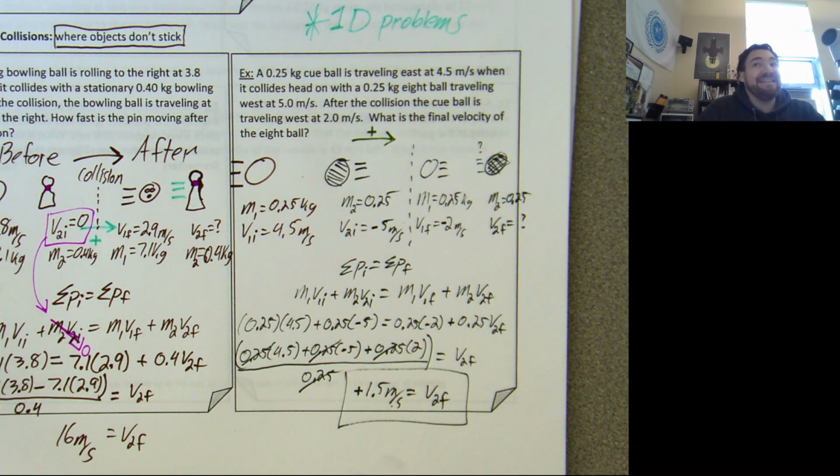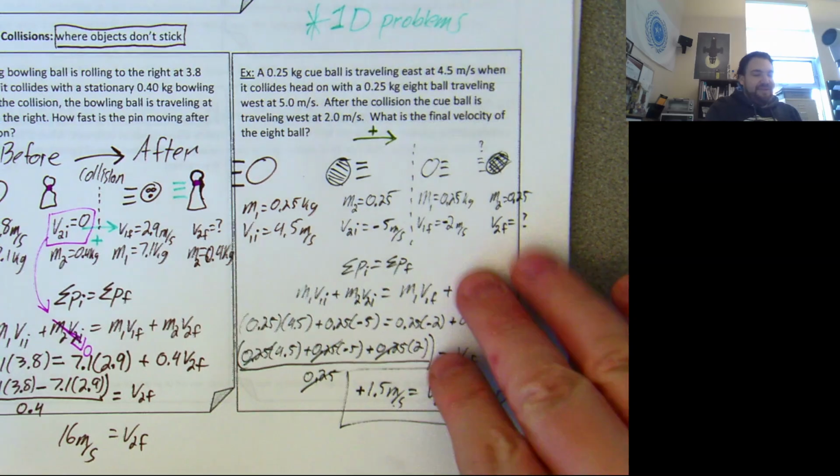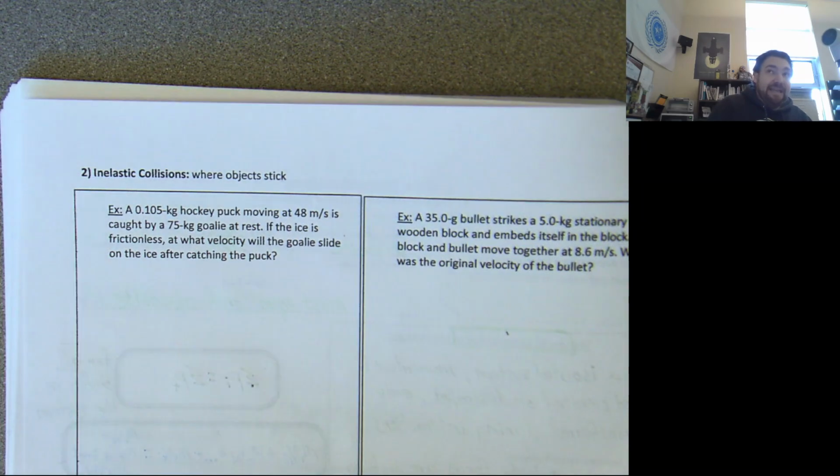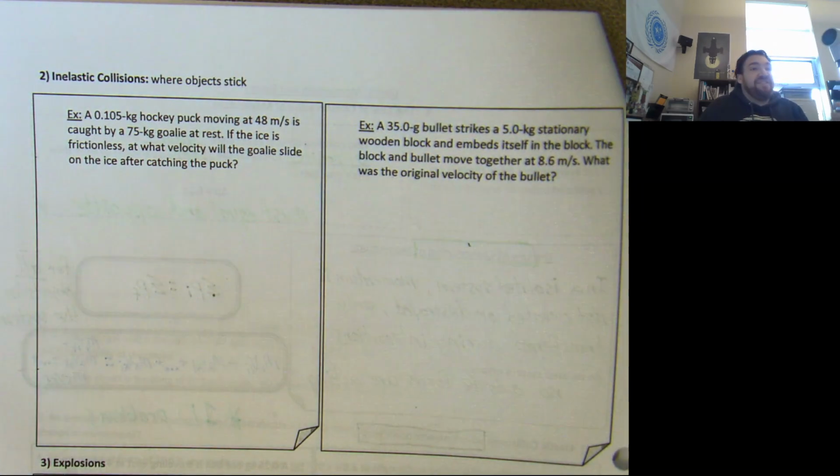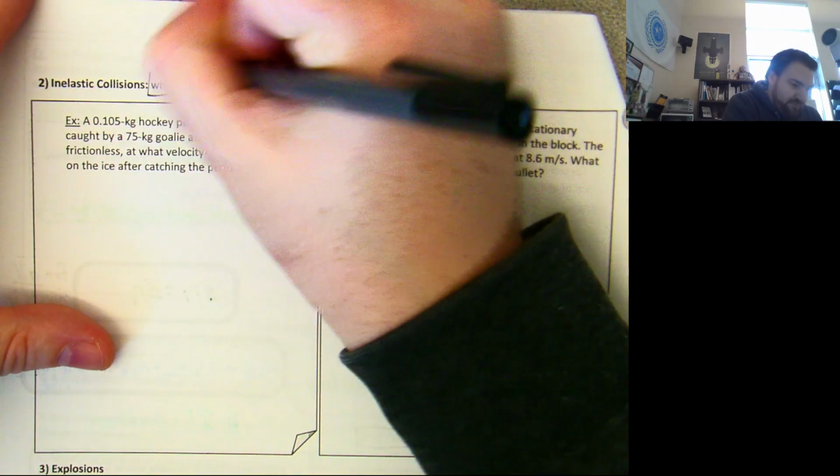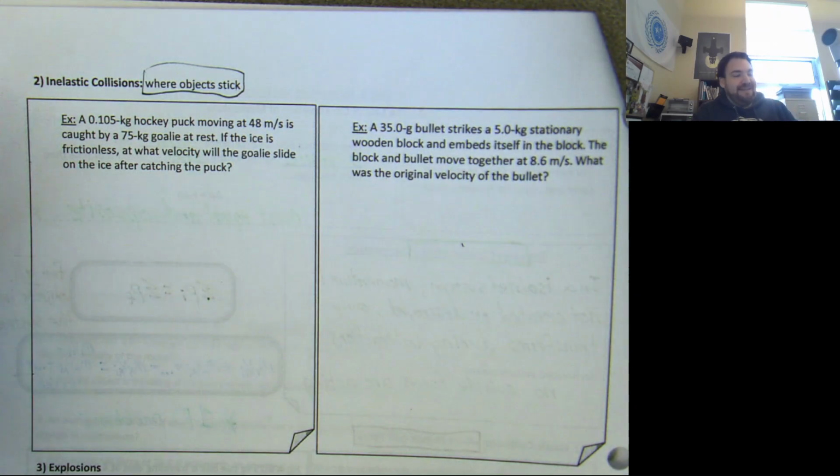Okay, that is elastic collisions. When you're ready, flip the page. Let's look at inelastic collisions. Inelastic collisions are where objects stick together. Elastic, they do not stick. Inelastic, they do stick.